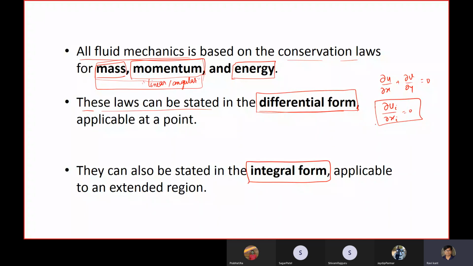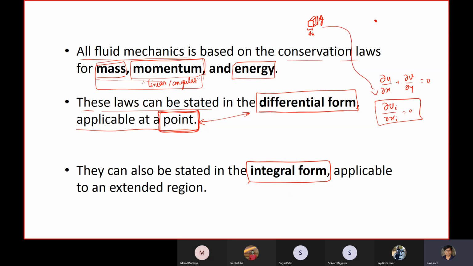But in this chapter, this differential form was applicable at a point actually. This was the key point that I wanted to notify. The differential forms are related to a point only. What we do is take an infinitesimal point as a cube and do the analysis. Let's suppose this is your dx, this is your dy. On this element you are looking at conservation laws, and then you come up with this particular thing in differential form.